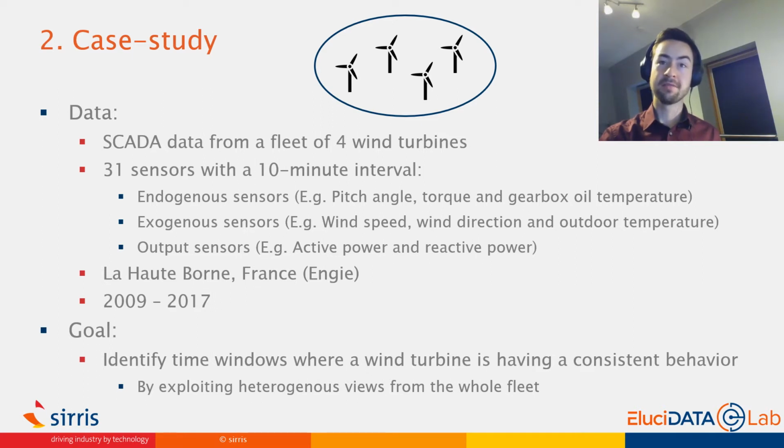Here we have multiple heterogeneous sources. First of all, we have the endogenous sensors, like the pitch angle, the torque, and the gearbox oil temperature. Another heterogeneous subset is the exogenous sensors, like the wind speed, the wind direction, and the outdoor temperature. And last but not least, of course, in a wind turbine case, are the output sensors, so the active power and the reactive power, and some other similar measures. These turbines are located in La Haute-Borne in France, and they are from the company Engie.